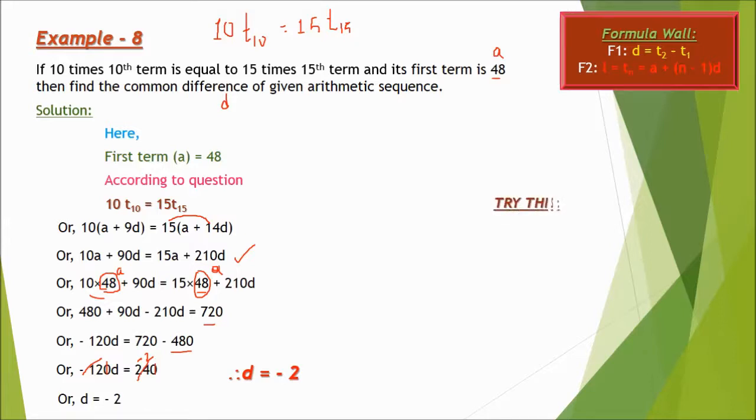Now there is one question for you, exactly similar type of question, exactly the same way of doing the question. You can see on the screen: 7 times the third term is equal to 2 times the fifth term, and its common difference is 5. Here the common difference is given, and you have to find the value of A, the first term.